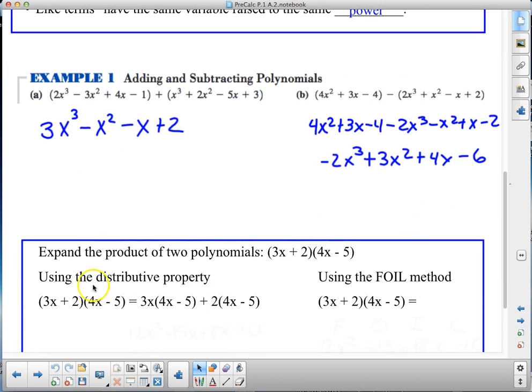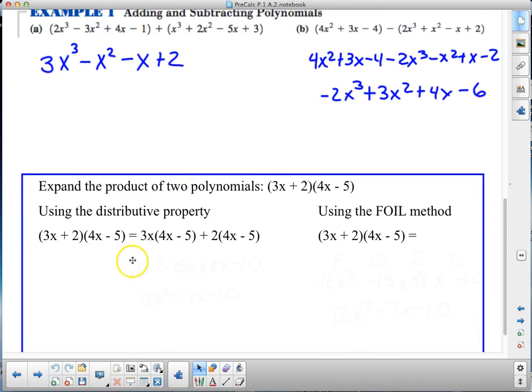Now, as we expand the product of two polynomials, working with FOIL, using the distributive property, we can do it this way. We can go 3x times 4x minus 5, 2 times 4x minus 5, and then distribute 3x, which is 12x squared minus 15x, and 8x minus 10. Now I combine like terms, my inner and outer terms, and I can get this, 12x squared minus 7x minus 10. Keep in mind, FOIL is a shortcut. It's a mnemonic device for us to have a shortcut for the distributive property.